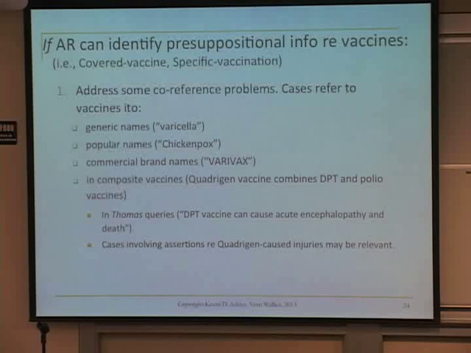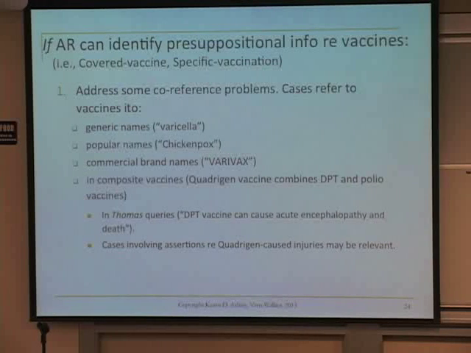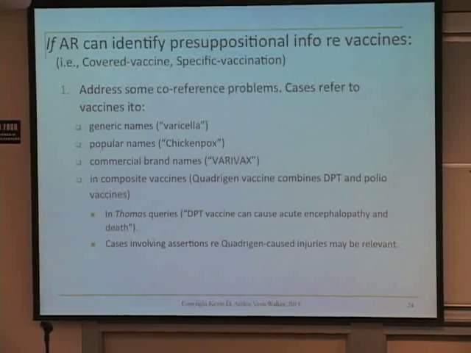So for example, in the Thomas queries, the query was DPT vaccine can cause acute encephalopathy and death. The cases involving assertions regarding quadrigen-caused injuries might well be relevant because the DPT vaccine is a component of quadrigen.